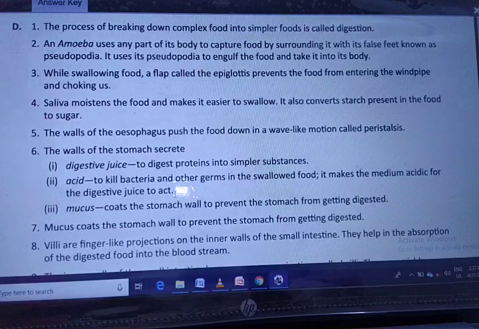Now third question. How is food prevented from going into the windpipe while swallowing? While swallowing, a special flap of food called epiglottis prevents the food from entering the windpipe and choking us.